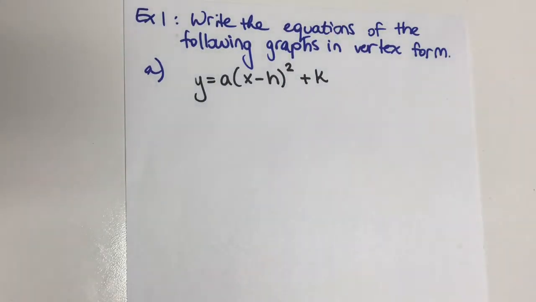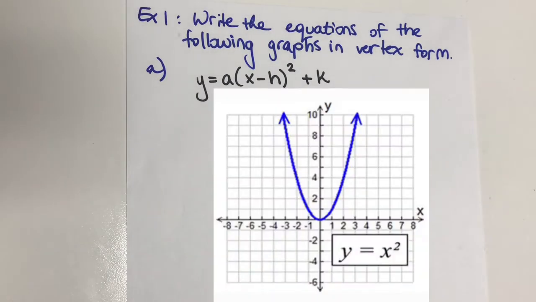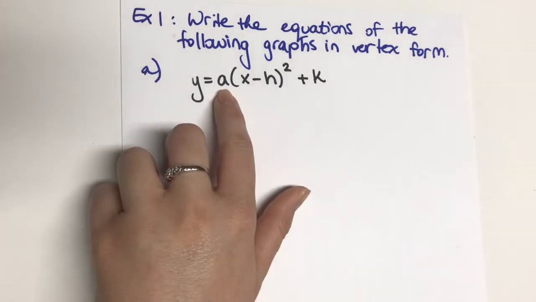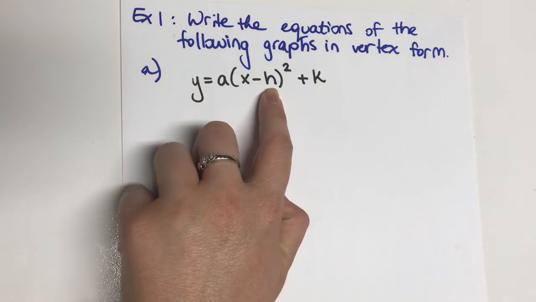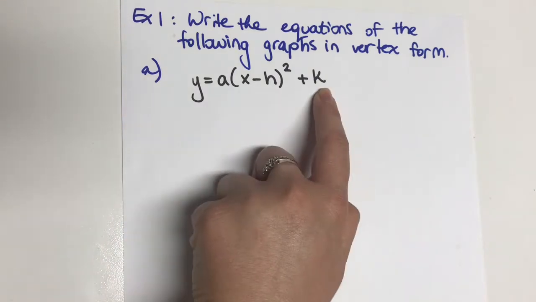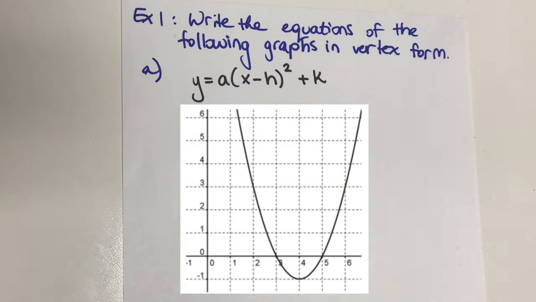So what vertex form tells us is what the transformations are from the original y equals x squared graph. So a tells us whether it's a stretch or compression, h tells us if we're shifting left or right, and k tells us if we're shifting up or down, and they also tell us by how many units we are shifting. So in this question, we want to be able to write it as a quadratic equation, and we have a couple clues that were given in this graph.